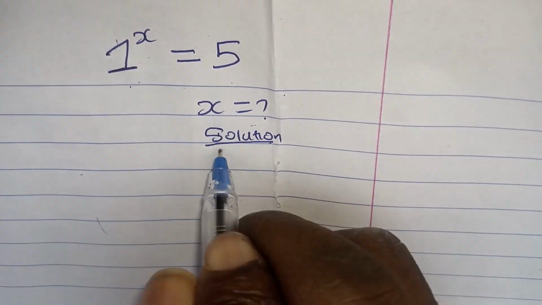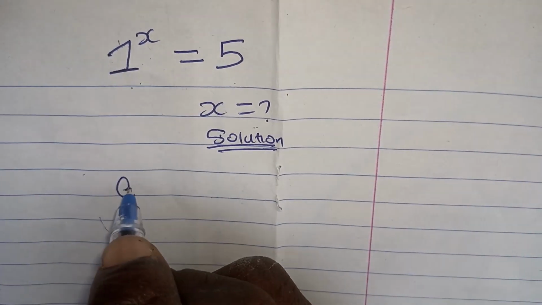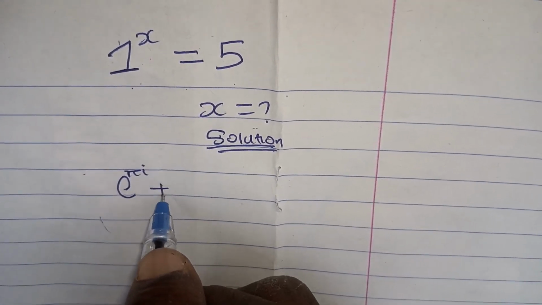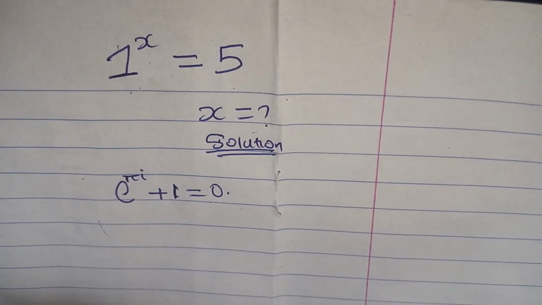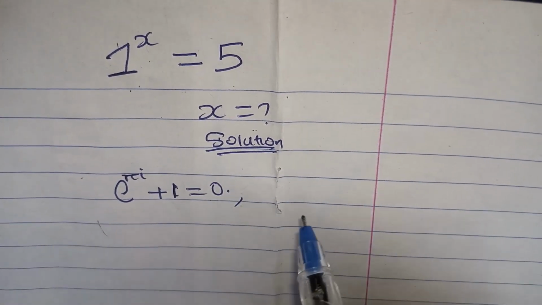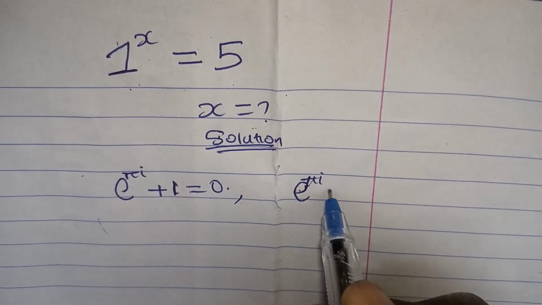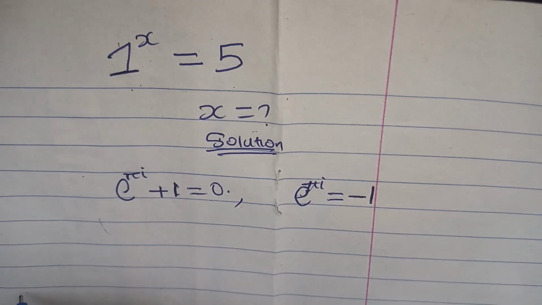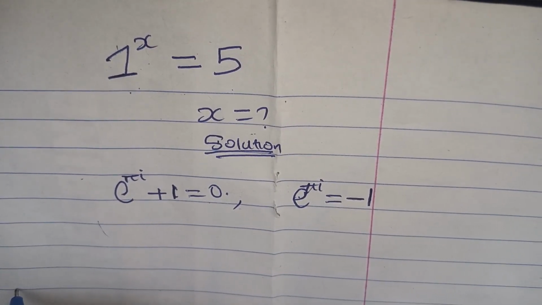Euler's identity says if we have e to the power of pi i plus 1 equals 0. So if we bring it here, we can write this as e to the power of pi i is equal to minus 1. So this is what we're now having. This is Euler's rule.